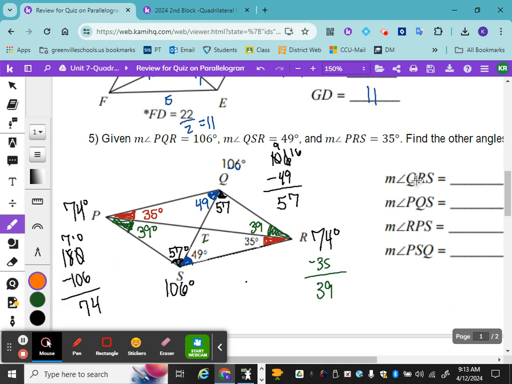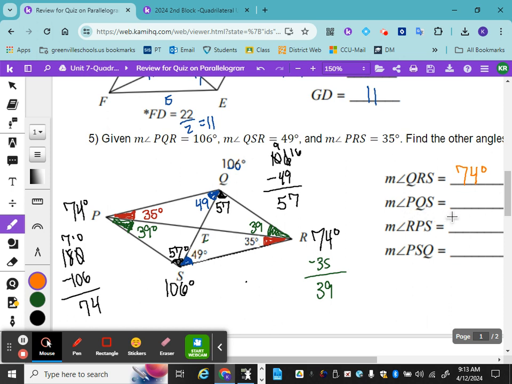Do it all in orange. QRS, from Q to R to S. Connect your lines. Closest to R. Oh, that's both of them put together. 39 plus 35 is 74.